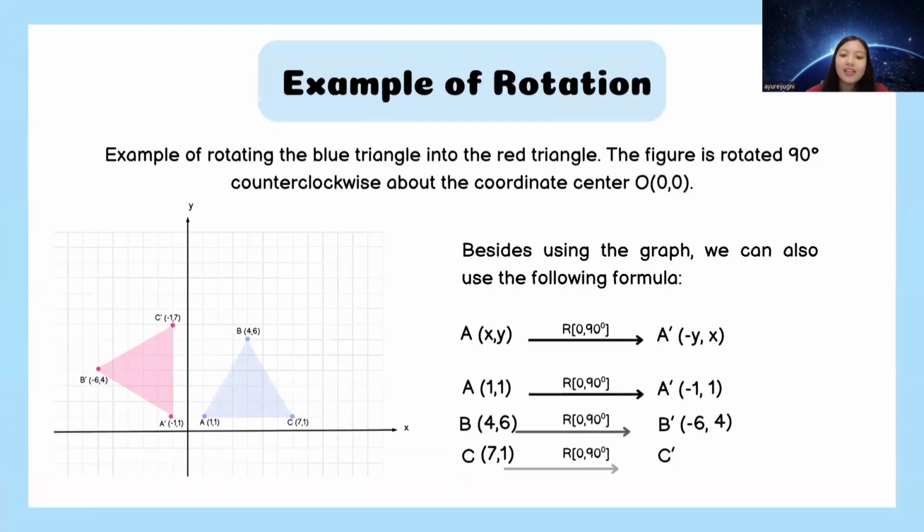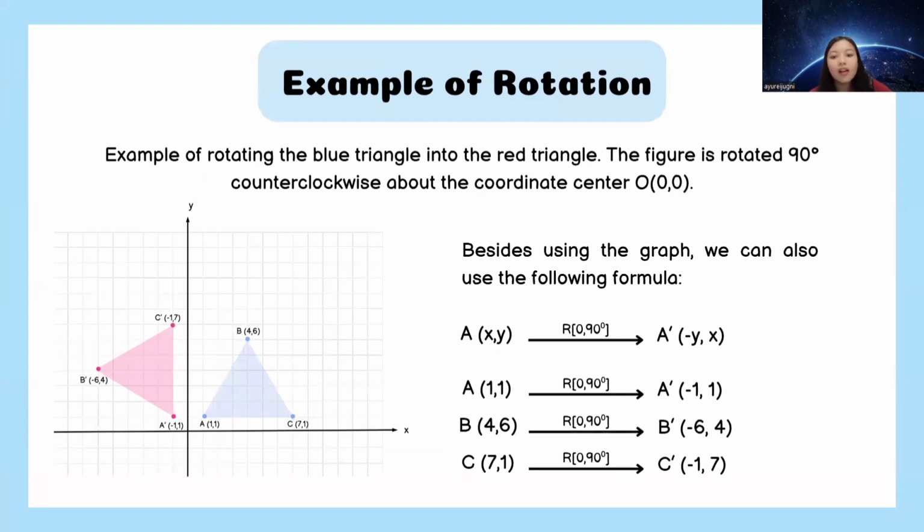Now, let's study the example. The triangle rotates 90 degrees counterclockwise around the origin. For point B (4, 6), using the formula, the result becomes (-6, 4). Very important. The coordinates switch places. The y coordinate becomes negative.